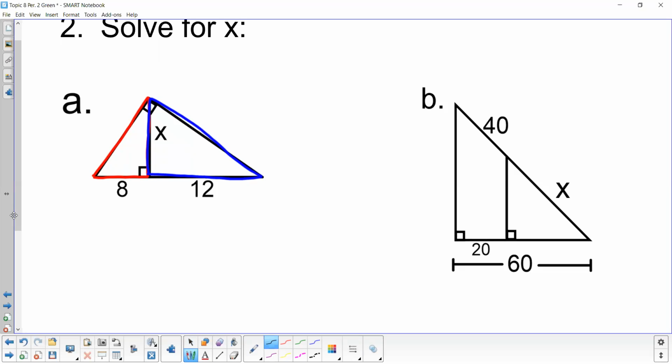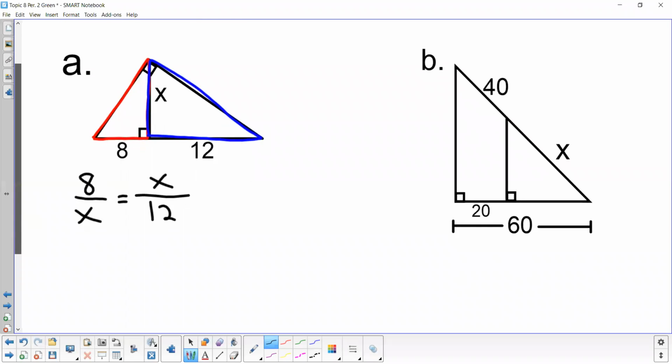So let's take the one on the left. If I say 8 over x, in other words, short leg over long leg, equals the same thing with the blue triangle, short leg over long leg. Okay? Now, could you have had other variations of this proportion? Sure. 8 over x equals x over 12, or you could have the x and 12 on the left. But either way, when I cross multiply, we should all be getting x squared equals 96.